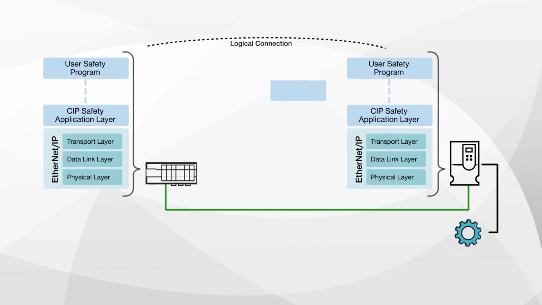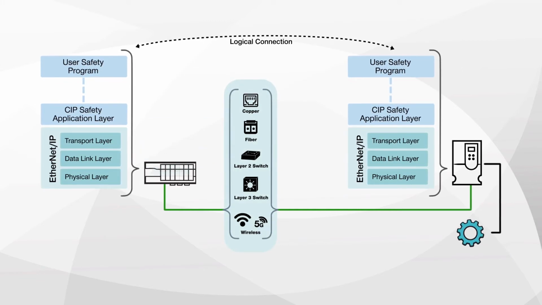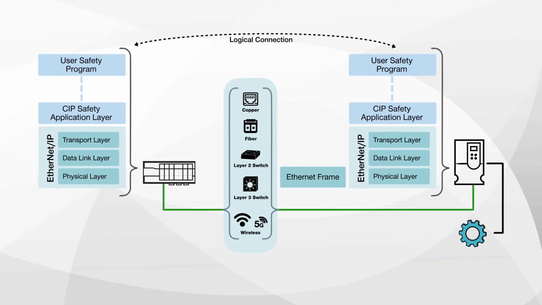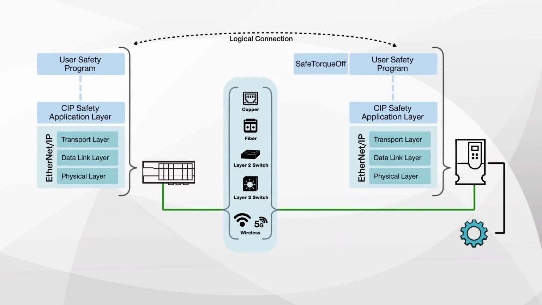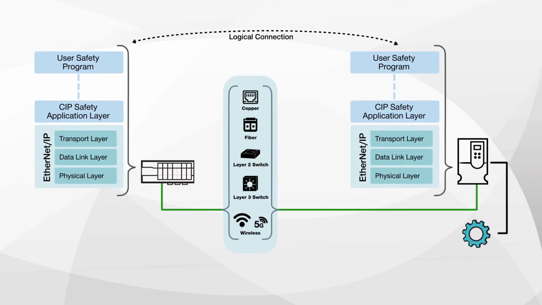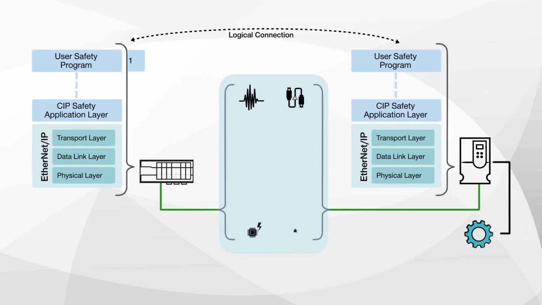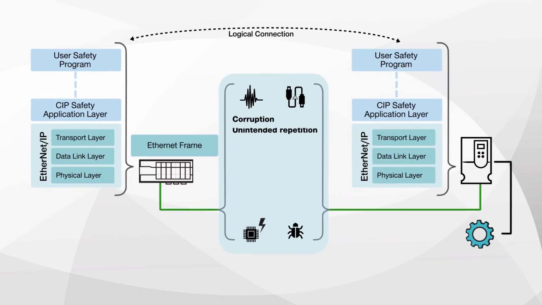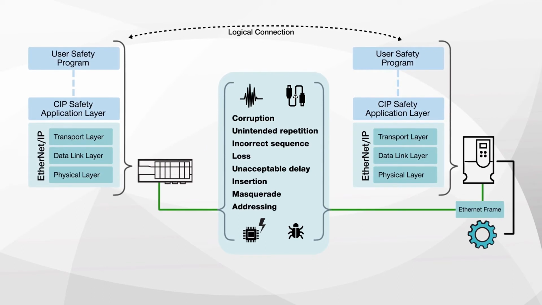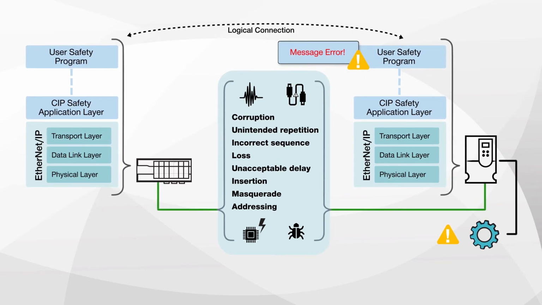Since making a safety-rated network would be impractical, the CIP Safety protocol leverages the black channel principle, putting the intelligence in the end devices instead of the network hardware. That means maximum flexibility of network design is possible without compromising safety. The end devices perform the diagnostics on the CIP Safety protocol to detect each type of error that could occur in the network, so that the device can still go to a safe state when an error occurs.